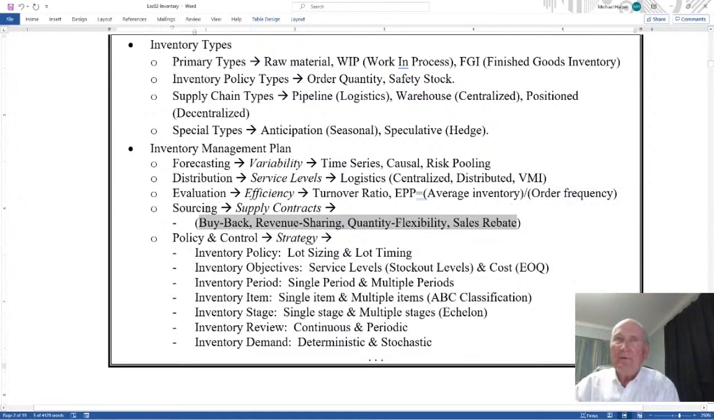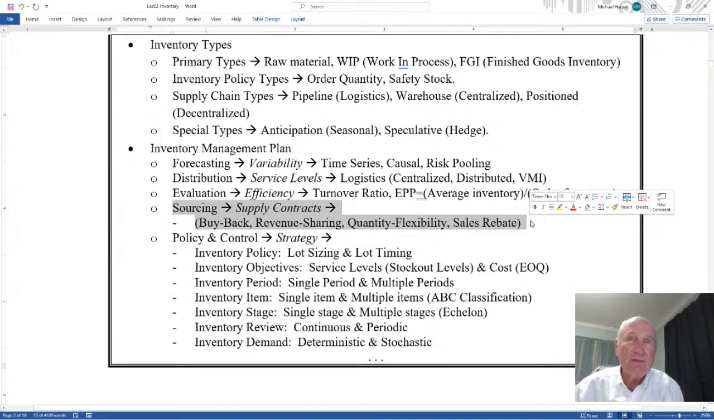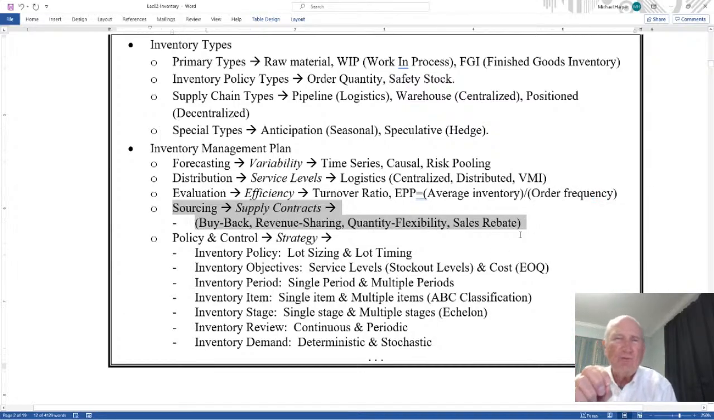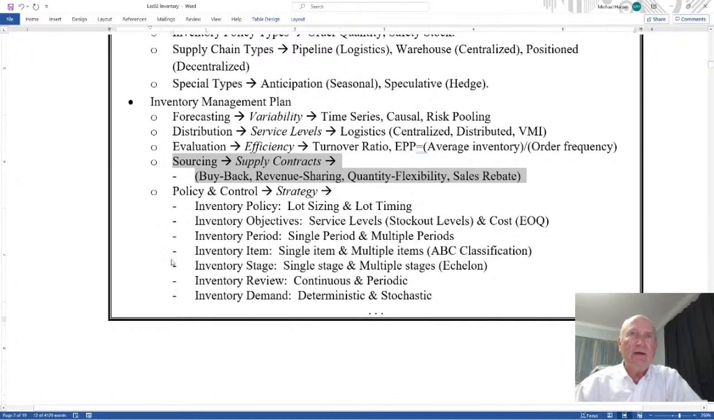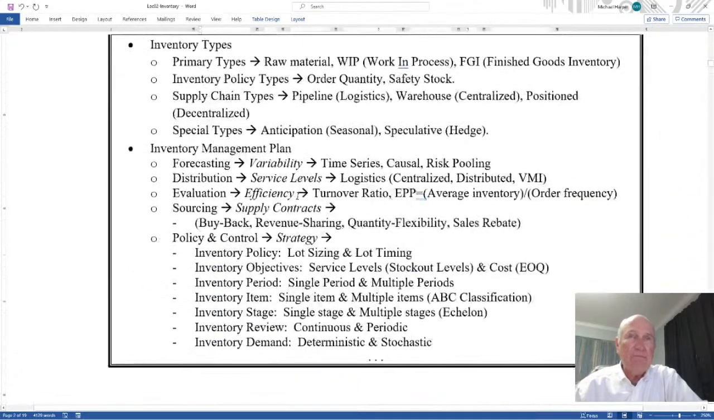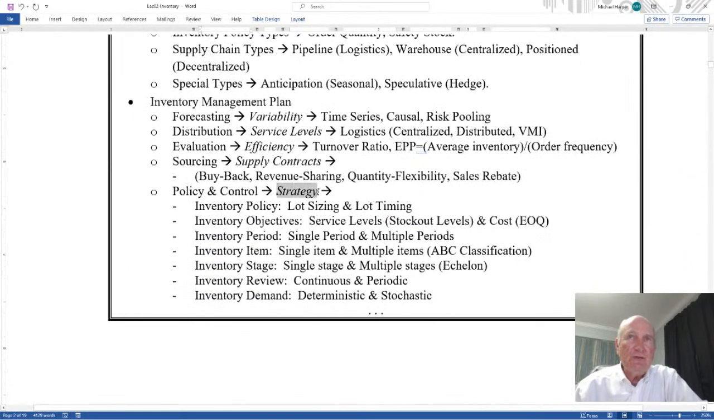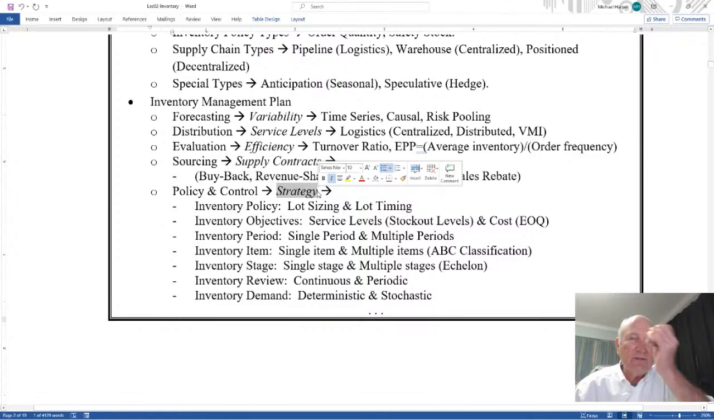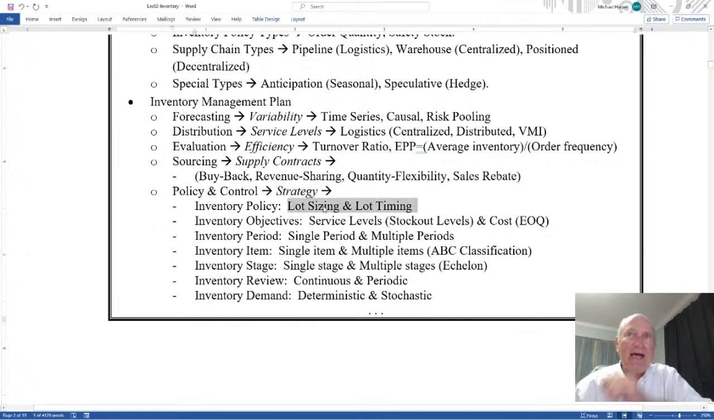We will not. I decided not to get into this in these courses. That's a lot more detail oriented, and it really is dependent on the types of industry you're in, the company you have, and the suppliers you have. Now, what I will focus in on here is policy and control. Policy and control are these up here. Okay, the strategy, because here's what drives the policy and control, what drives your inventory. First, your policy, lot sizing, lot timing, is how much do I order from my supplier and when do I order it?